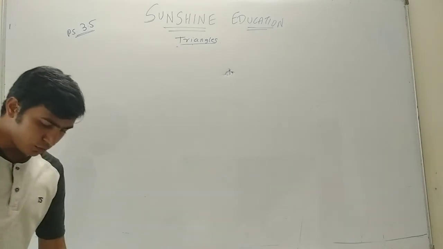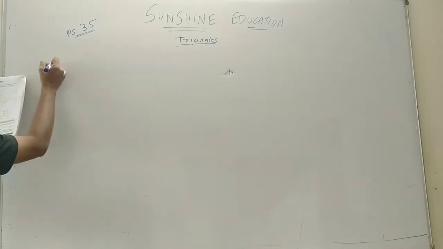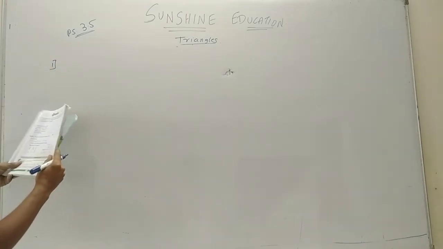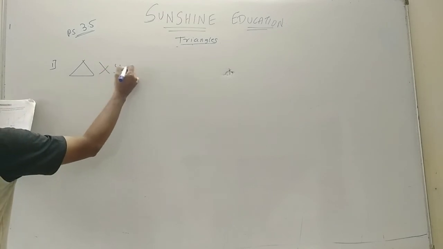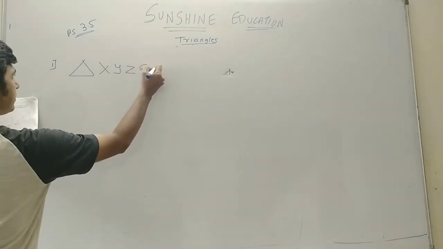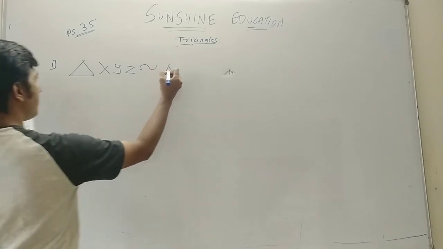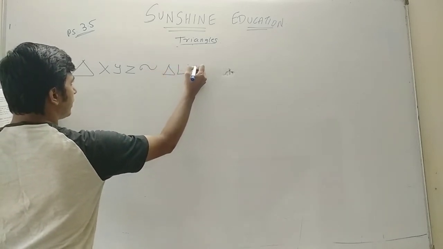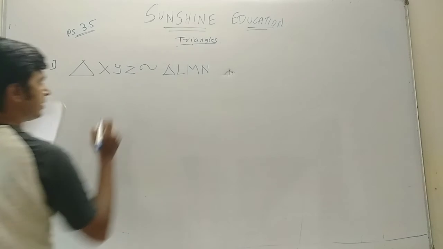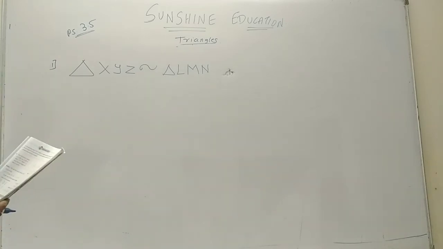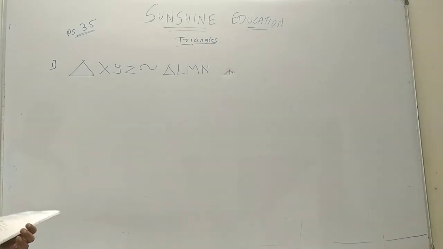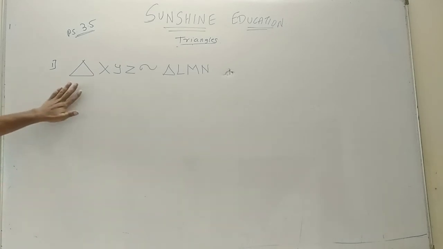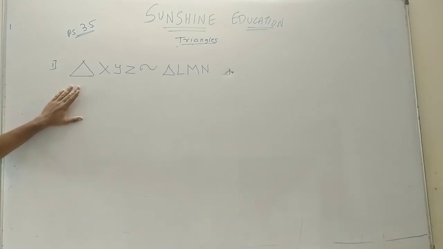You need to just solve some basic problems on this. If triangle XYZ is similar to triangle LMN, then if two triangles are similar, write the corresponding angles of the two triangles, and also write the ratio of the corresponding sides. Whenever two triangles are similar, we can write corresponding angles.